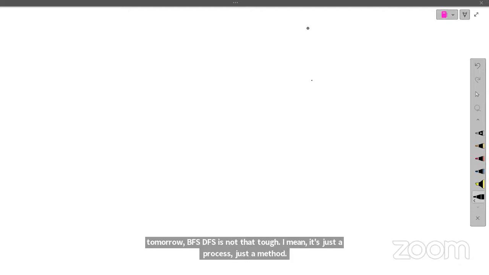So tomorrow, BFS and DFS are not that tough. It's just a process, just a method. I hope you guys won't be struggling, because concepts like matching, independent set, and vertex cover are a little bit confusing, but BFS and DFS are very straightforward. There you just have to follow a procedure.